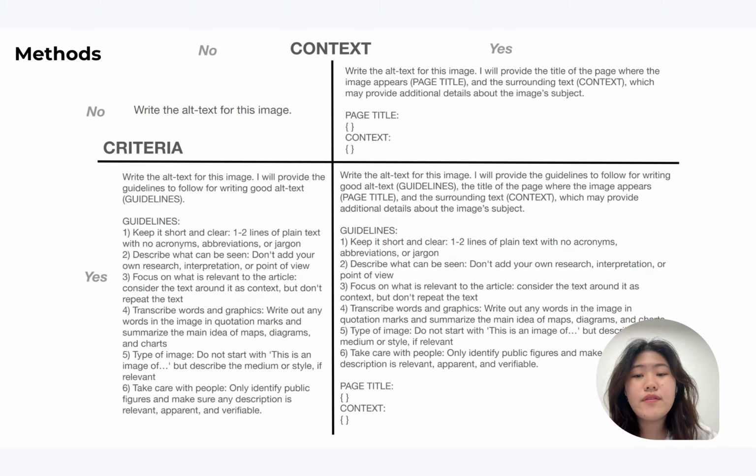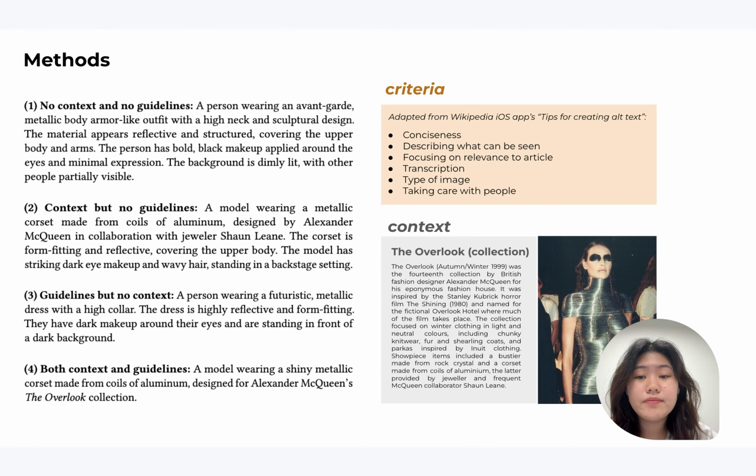To examine the impact of enriching model prompts with both guidelines and the context surrounding the image, and to assess the impact of each individual component as well as combined impact, we evaluate four conditions that correspond to four versions of the prompt, as pictured in this chart. So, first, no context and no guidelines. Second, context but no guidelines. Third, guidelines but no context. And fourth, both context and guidelines.